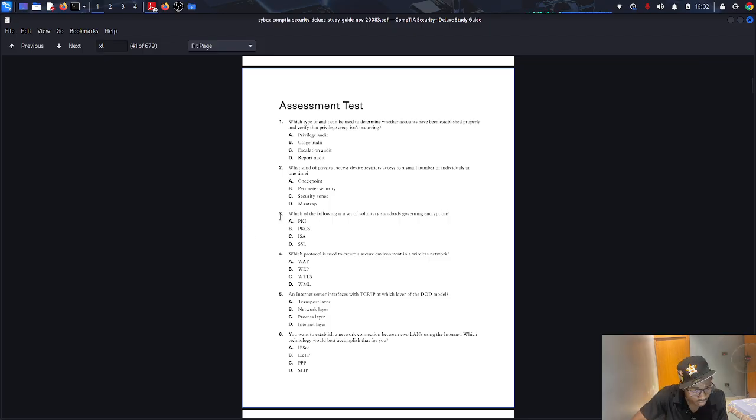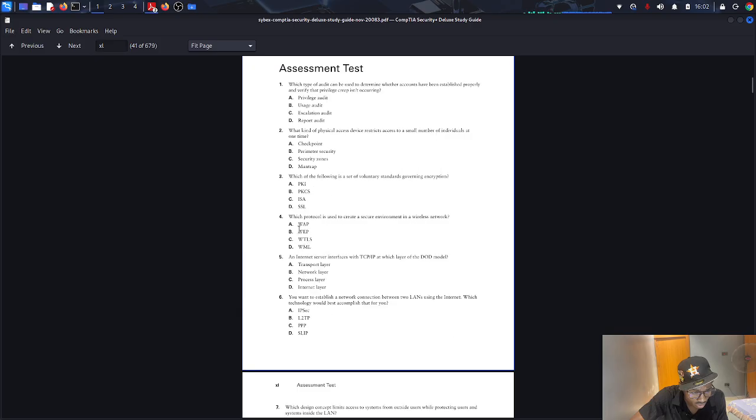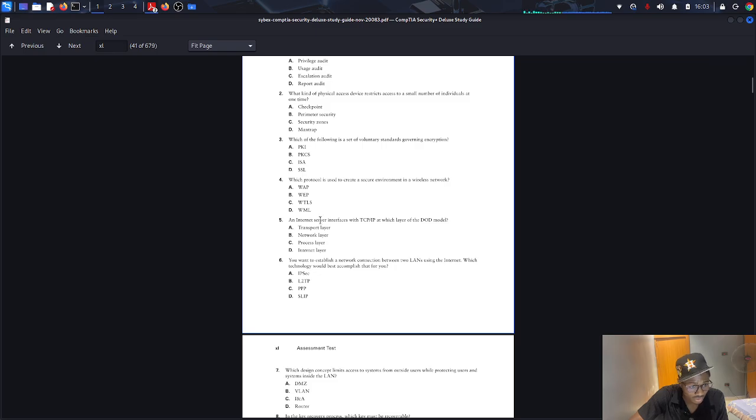Which protocol is used to create a secure environment in a wireless network? I'll go with B, because this B looks familiar. To be sincere, this B looks familiar. So we are going with B. Number 4, B. I'm writing it down so that when we go check the answers, at least we see how many I failed and how many I got correct.